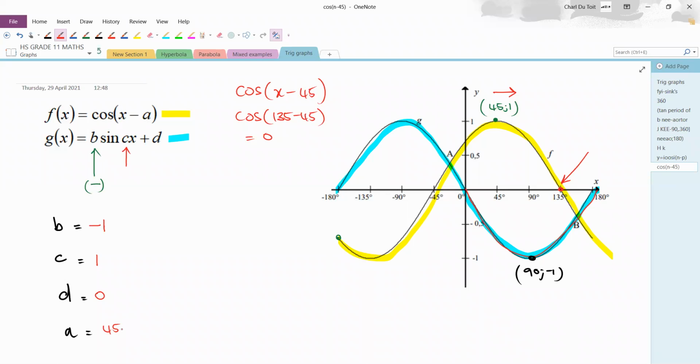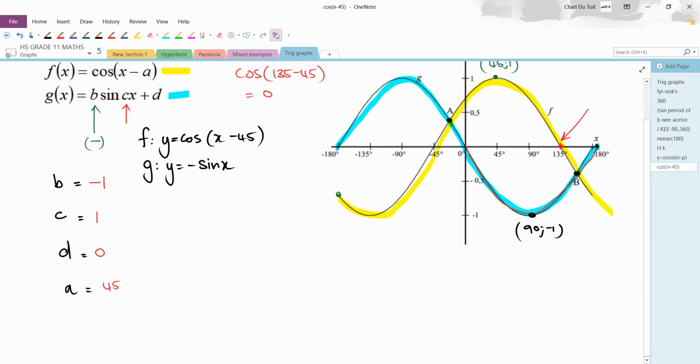Okay, so now we have the equations. You have f as y equals cos of (x minus 45), and you have g as y equals negative sin 1x plus 0. So now, later this year, we are finished now. What we're doing now is not relevant, but I want you to look at it. Later this year, you're going to find the coordinates of A and B. That's why you should not do trig graphs before you've done trig.